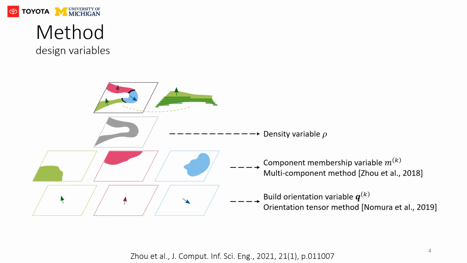Density and component membership design variables are used to design the base topology and component partitioning. Mk is the fractional membership of a design point to the kth component. While Mk is a continuous variable ranging between 0 and 1, the clear component partitioning at the end of optimization requires the membership to only one component being 1 and the rest being 0 at convergence. The build orientation design is parameterized with an orientation tensor method.